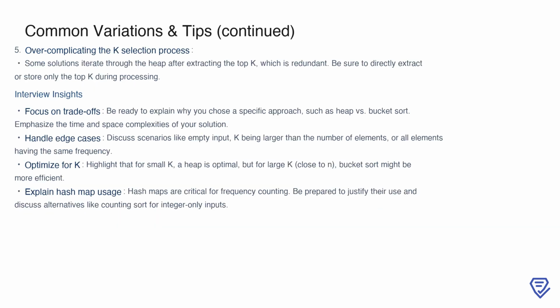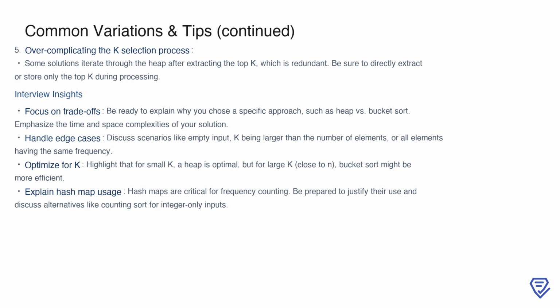Another mistake to avoid is overcomplicating the process of selecting the top k elements. For example, some solutions involve iterating through the heap after extracting the top k, which is redundant. Instead, you should adjust your logic to directly extract or store only the top k during processing.